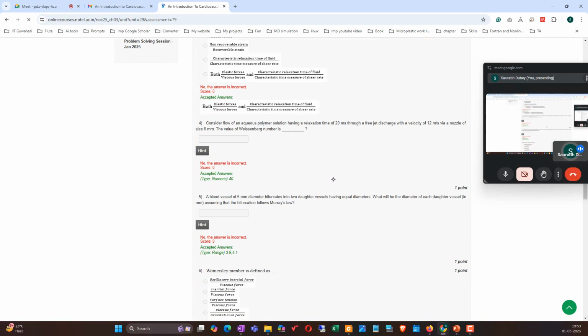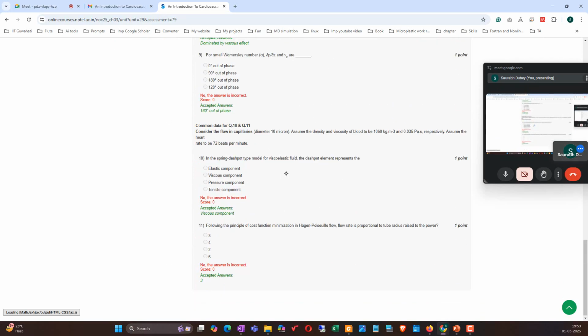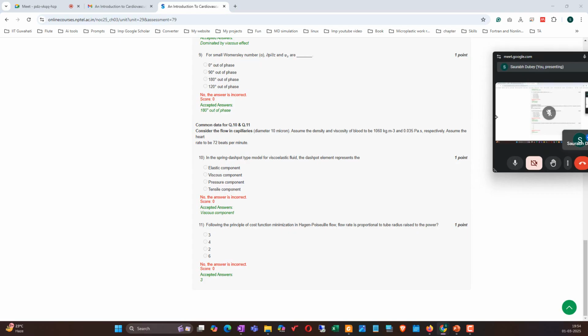So this was the lecture about the Womersley number. And on the spring-dashpot model also this numerical is there. So we have already solved one problem on the spring-dashpot type model for viscoelastic fluid. The dashpot element represents the viscous component and the spring represents the elastic component, right? Following the principle of cost function minimization in the Hagen-Poiseuille equation, flow rate is proportional to the tube radius raised to the power 3 was the correct answer. So we have already solved some questions on this.